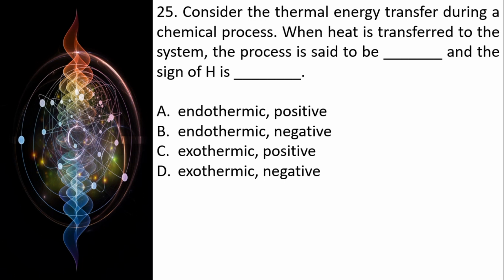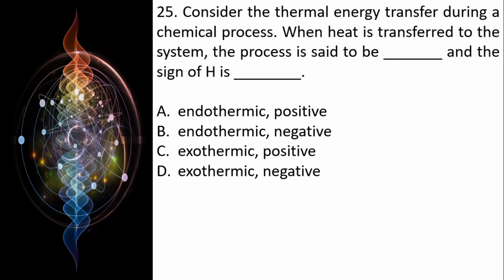25. Consider the thermal energy transfer during a chemical process. When heat is transferred to the system, okay, meaning energy is being used. So in chemistry, for example, an energy-consuming chemical process is photosynthesis, and the energy is given by sunlight. So photosynthesis is a type of endothermic process. Okay? So it's either letter A or letter B.